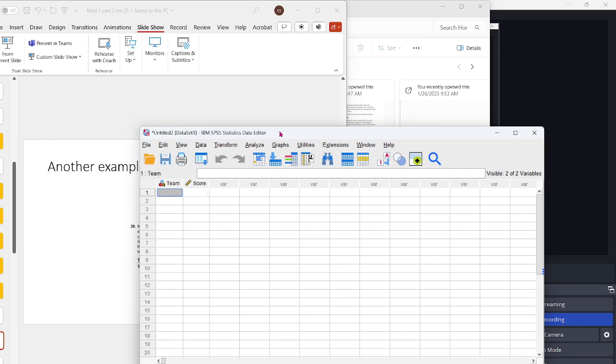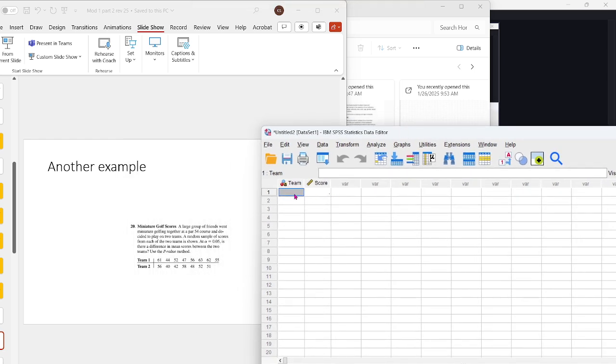Okay. So we're going to do team, and then we're going to do T1, T1. I don't know how many of these are. I can't count. 1, 2, 3, 4, 5, 6, 7, 8. Okay, good. So there's 8 of these. And then there's 7 of the others. I want to do T1 and T2, not just 1 and 2, because I don't want them to look like numeric data.